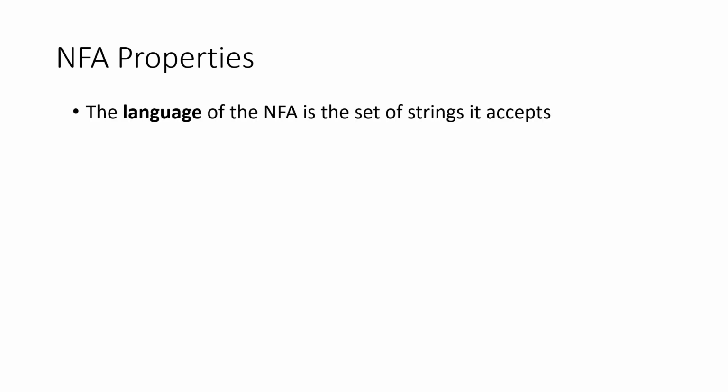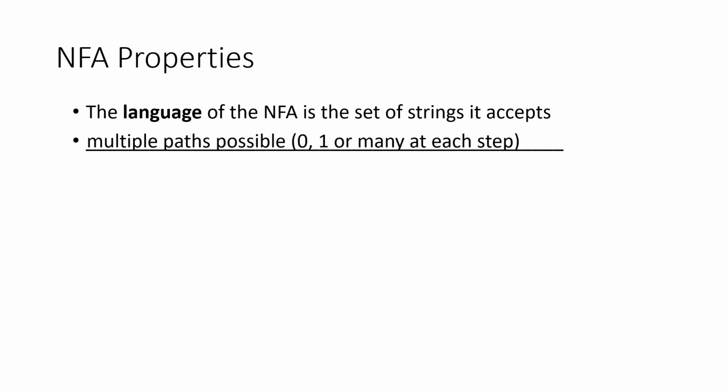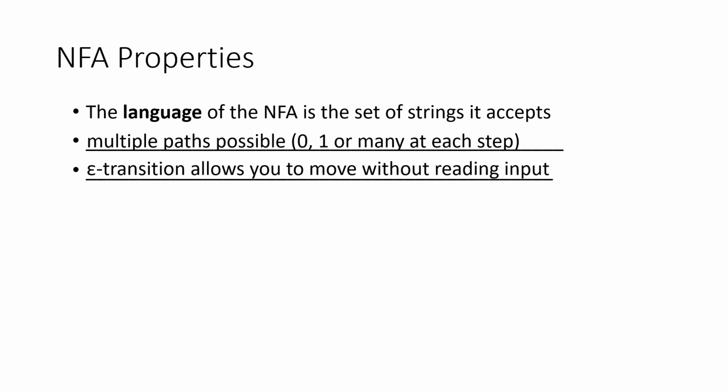Let's look into the NFA properties a little bit more, just to make sure we get these points through. As before with DFAs, the language of the NFA is the set of strings that it accepts. And we know already that you can have multiple paths from each state. So you can have 0, 1, or more than 1. You can also have what are called epsilon transitions, which allow you to move without reading any of the letters of the input.